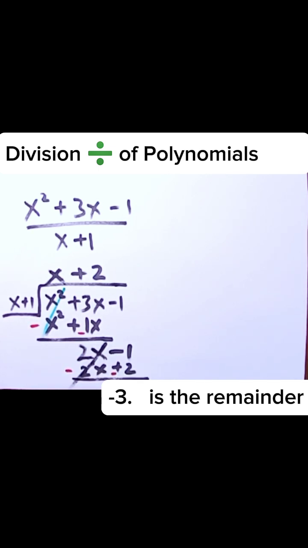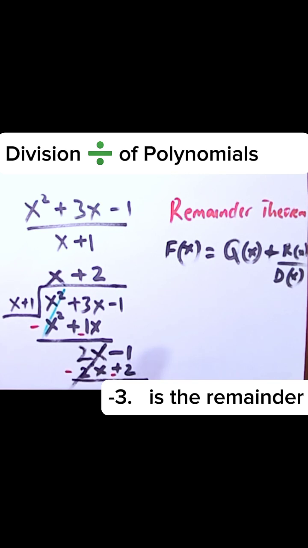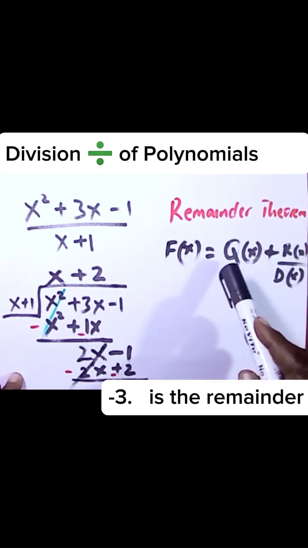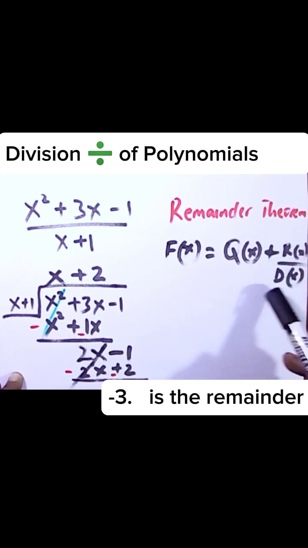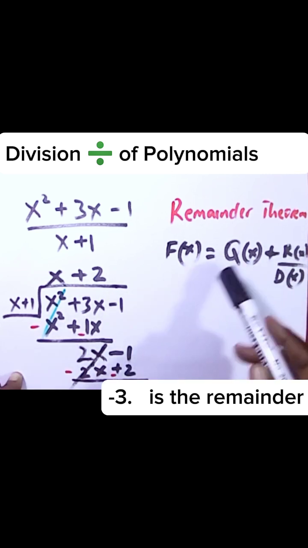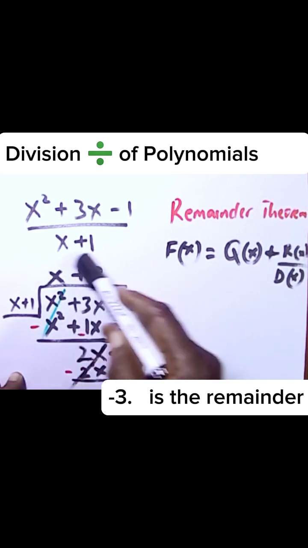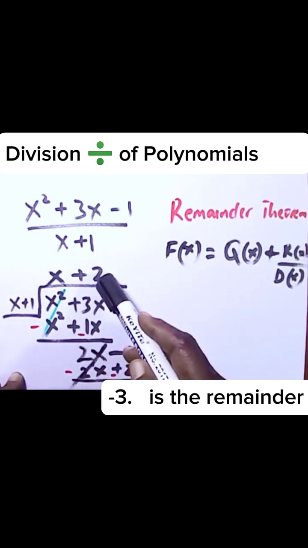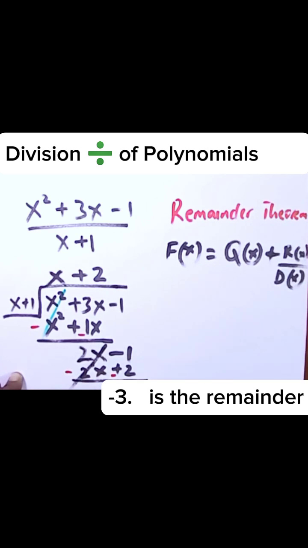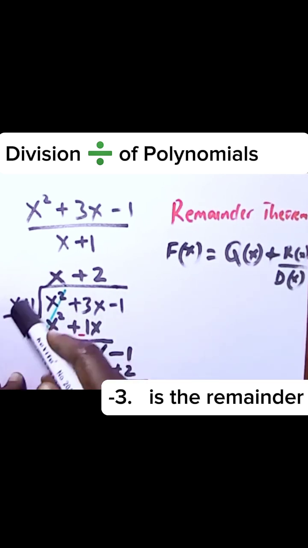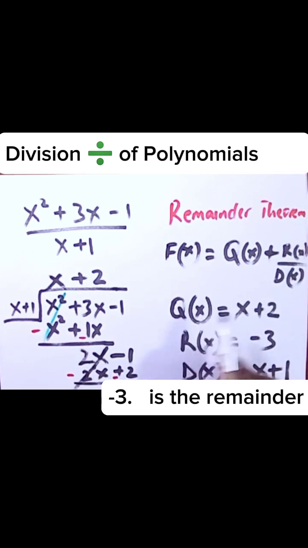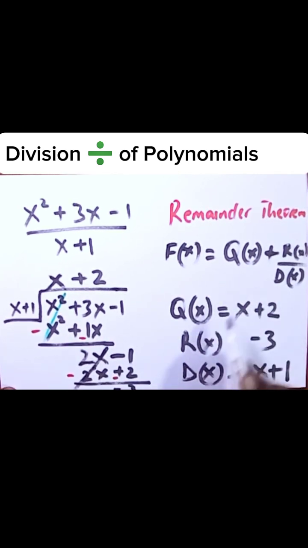At this point, we are going to use what is called the remainder theorem. Please watch. So the remainder theorem simply states that f of x equals q of x plus r of x all over d of x. And in this case, the q of x is this expression that you got after the long division, which is x plus 2. Our r of x is minus 3, while our d of x is x plus 1. So we have stated them clearly here. Our q of x is x plus 2, r of x is minus 3. That's the remainder that we got from this long division, and d of x equals x plus 1.